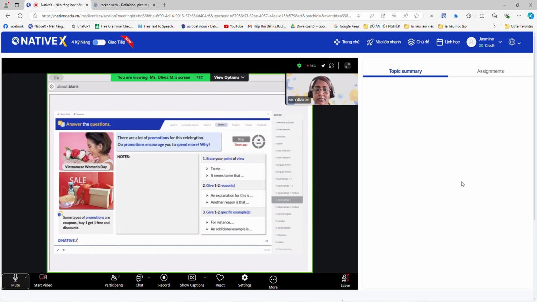Any examples? Can you give me a specific example where you were tempted to spend too much? Yes, for instance, on Vietnamese Women's Day, many shops usually offer many promotions. So when I go to buy gifts for my mother, I usually buy items that have promotions.